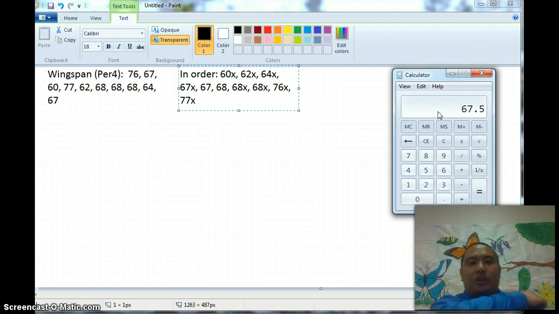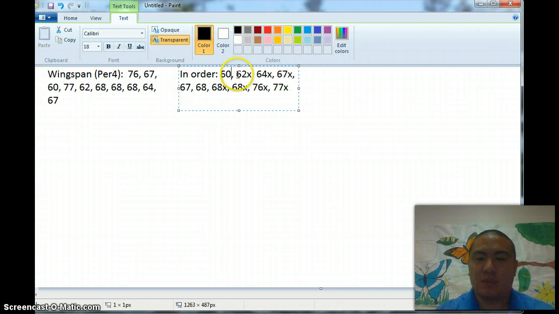What is the mode? Obviously the mode is the one that shows up the most often, and the one that shows up the most often for this is 68. So 68 inches is the most common wingspan.